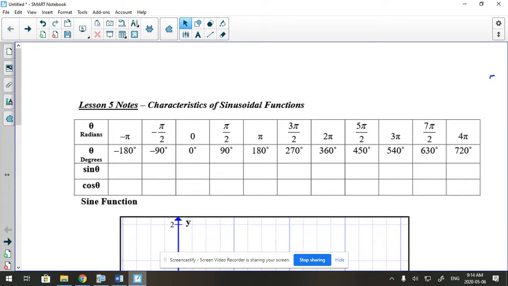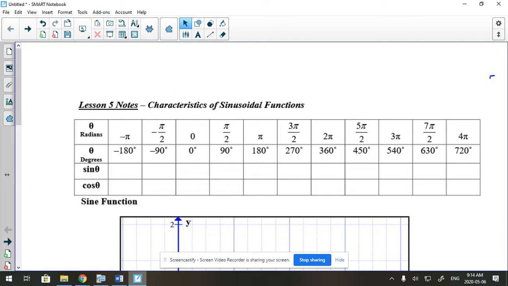Basically, radians and degrees describe a very similar thing. It's like in the States, they talk about temperature in Fahrenheit, in Canada in Celsius. It means kind of the same thing. But radians are a more mathematical way of analyzing sinusoidal functions.